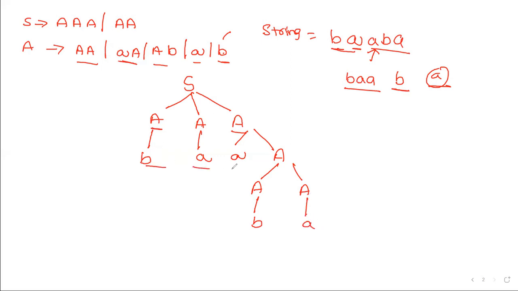Observe B, A, B, A. This is the parse tree, or derivation tree, or syntax tree for the given grammar.